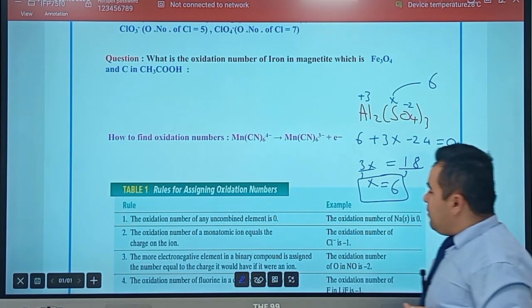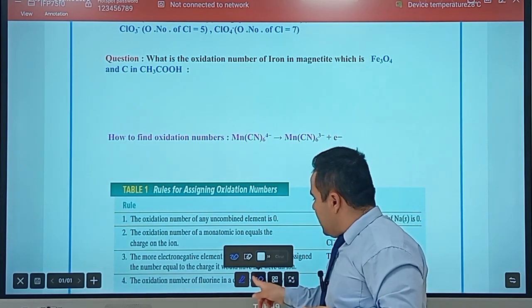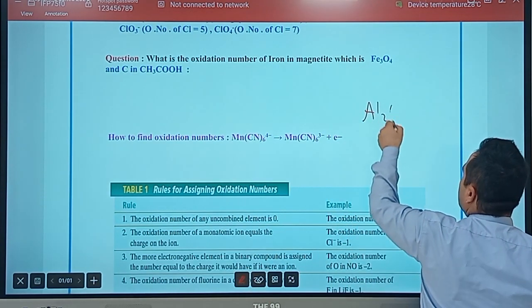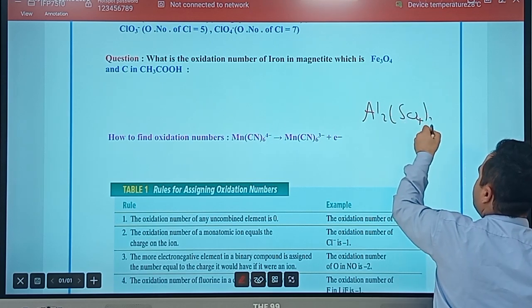How to calculate by another procedure, another mechanism, guys, for Al2(SO4)3.